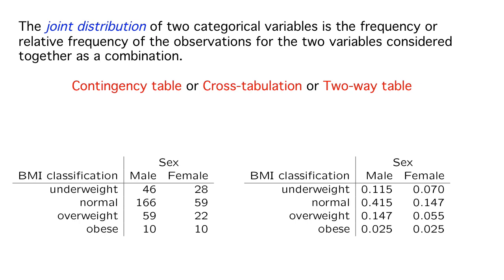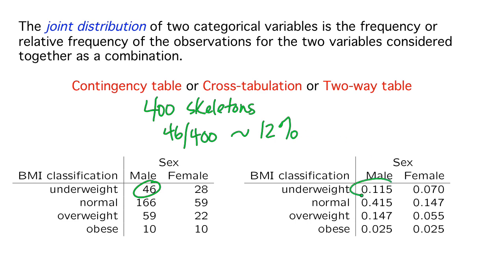In the contingency table, we classify our 400 skeletons two ways, by BMI classification and by sex. The table contains the counts or percentages of the number of observed values for males for each of the BMI classifications and for females for each of the BMI classifications. We can see from the table that 46, or approximately 12%, of the 400 skeletons are underweight males, 28, or about 7%, are underweight females, and so on.